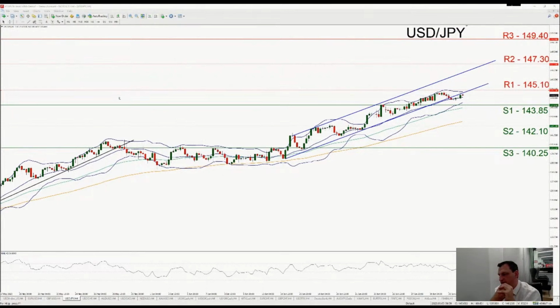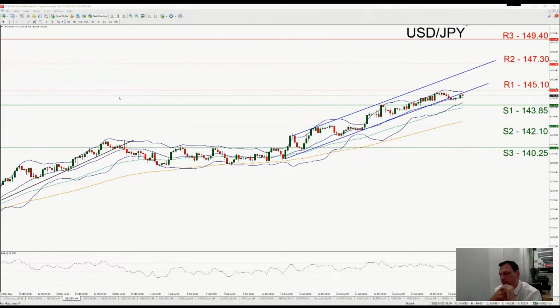It's characteristic that the upward channel has been broken, and the pair has hit the ceiling at the 145.10, stabilizing between the R1 and the S1. The RSI indicator remains at relatively high levels still. It's at 57, more or less, which tends to imply a slight residue of a bullish sentiment of the market for the pair.